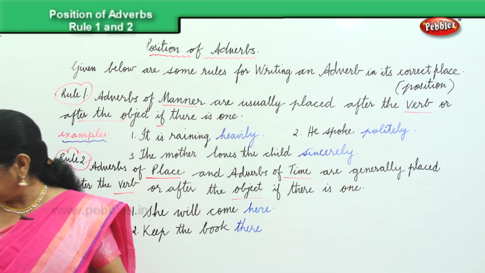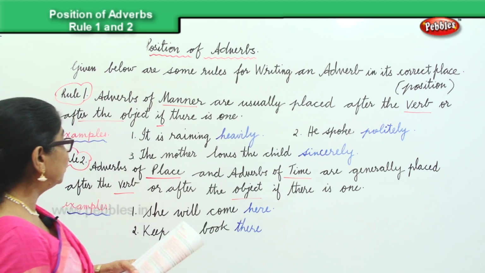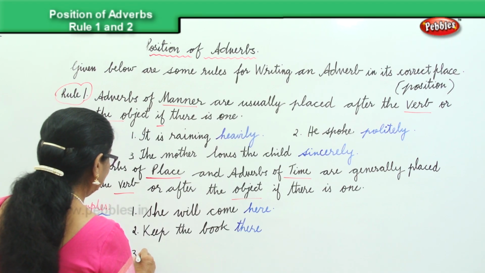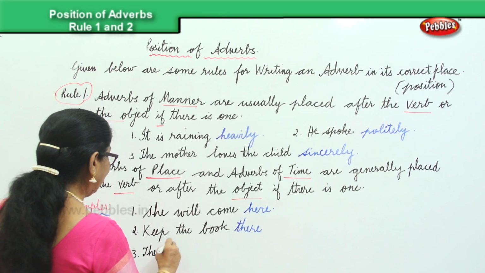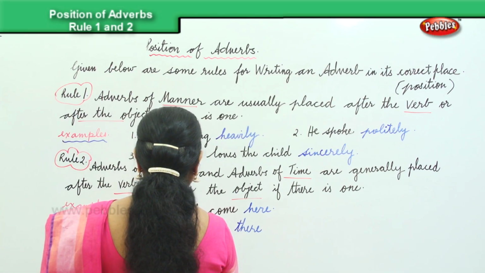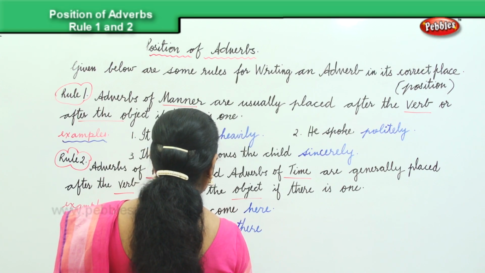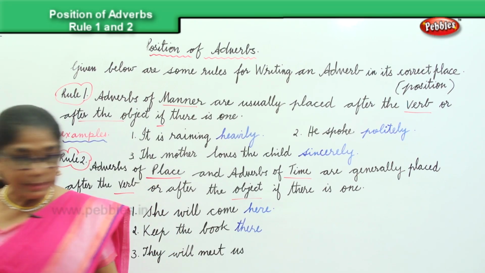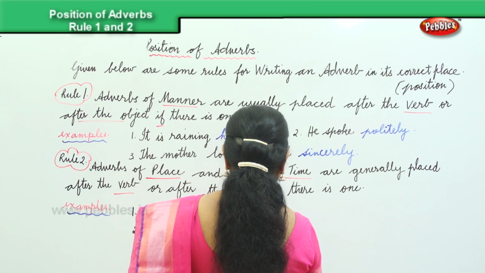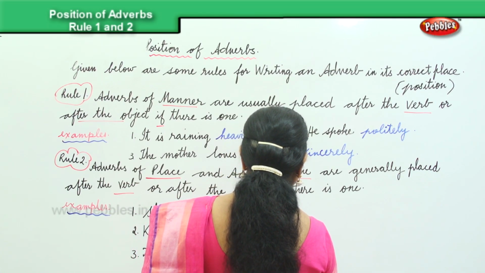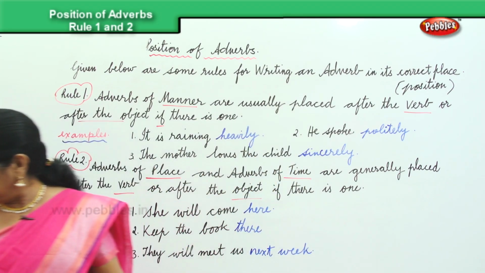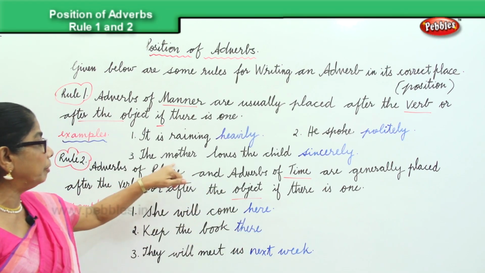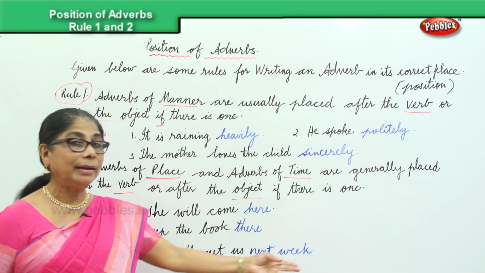Now, the third one. Look at the third one. Adverb of time. They will meet us next week. They will meet us next week. We are talking about adverbs of place. Here, there, adverb of place. Adverbs of time, next week.